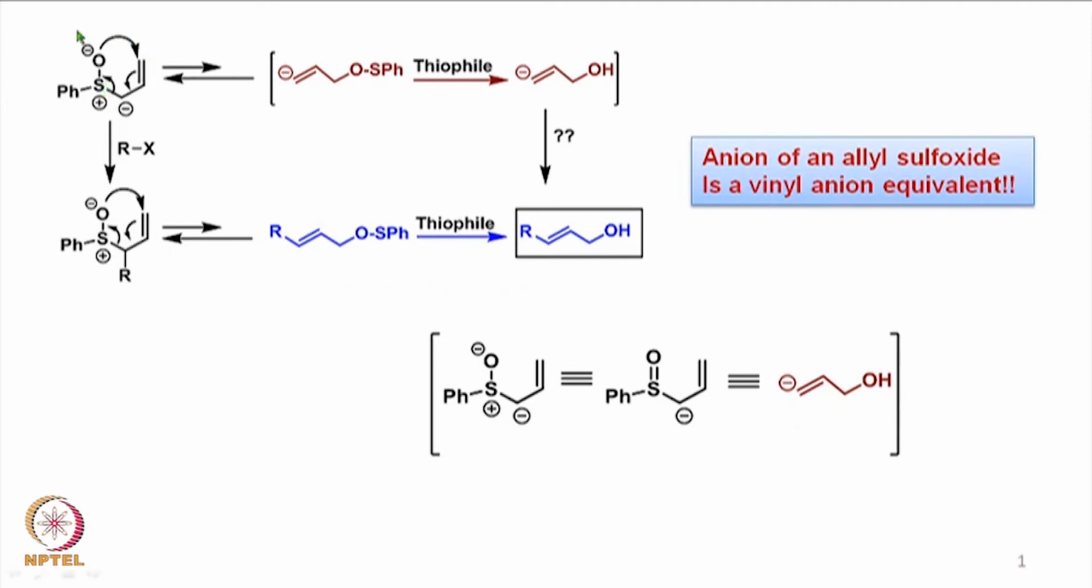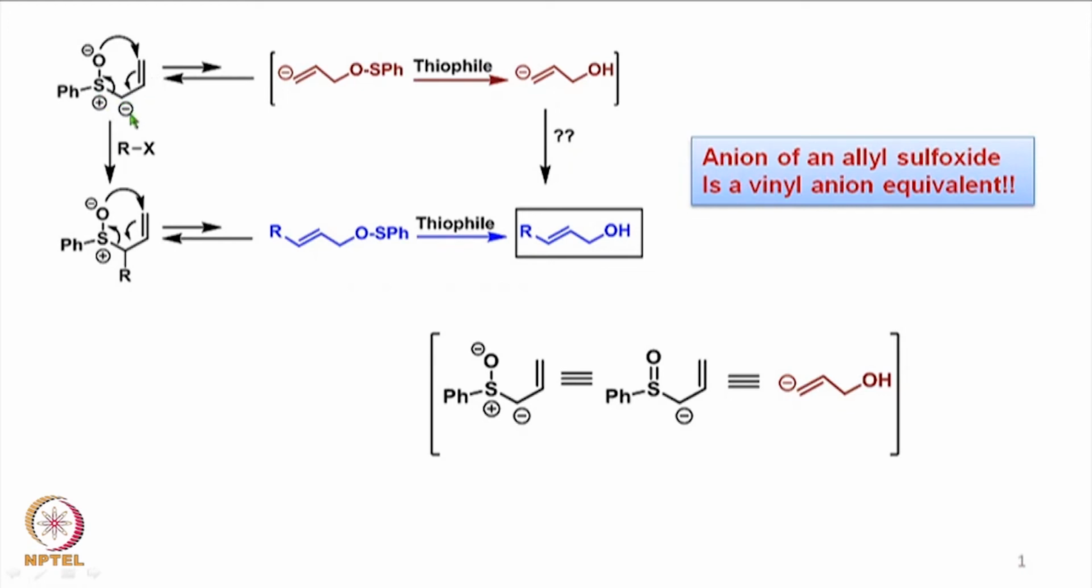For example, if we take this allyl sulfoxide, we can imagine that this will be in equilibrium with the allyl sulfinate ester, of course without an anion here, and if we react with the thiophile, then we get the corresponding allyl alcohol, of course without an anion. On the other hand, hypothetically, if we generate an anion at this position, alpha to the sulfoxide, which is relatively easy to generate because this proton would be acidic, being next to the sulfoxide and also next to the double bond.